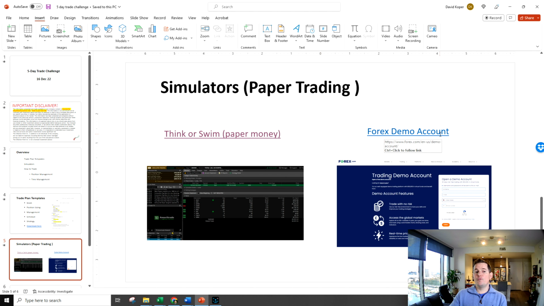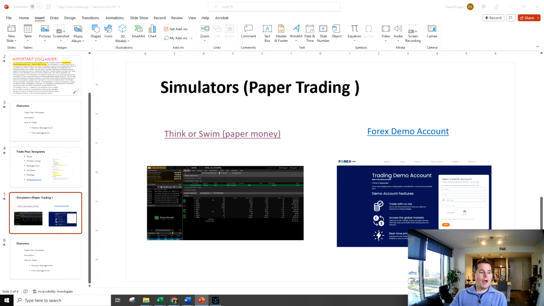And then Forex, there's a Forex.com demo account that you can create. And I'm not going to get into that today because we don't have enough time, but I am going to get into the Thinkorswim paper money, okay? So let's get right into the simulator here.